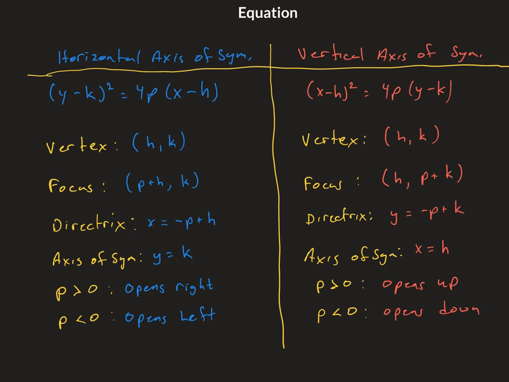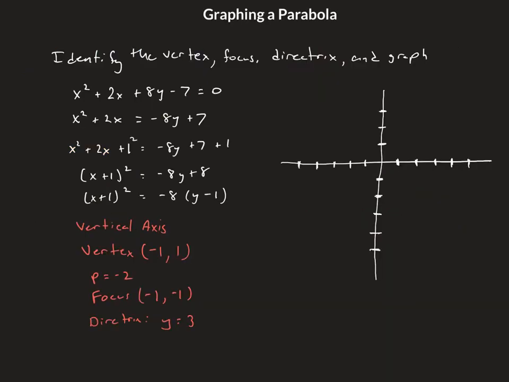So when you're given the equation, sometimes they'll give it in the standard form already. If not, you're going to have to complete the square to get it in that standard form. And then you can pull all that information out from that equation. Let's take a look at an example. Let's take a look here at graphing a parabola.